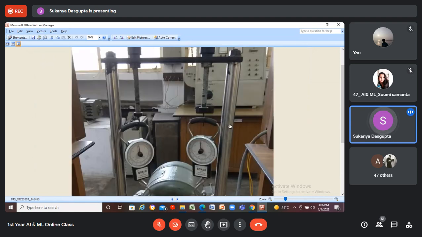This is the belt pulley system coupled with the shaft of the DC motor. This is the DC motor actually. So this is S1 in kg and this is S2 in kg, and these two dials will be used to measure the value of S1 and S2 in kgs.